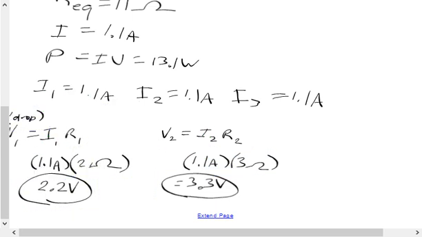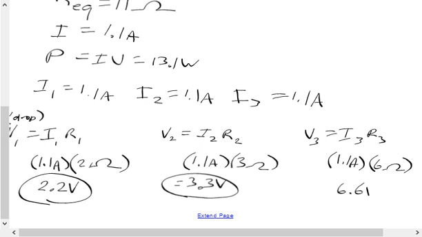Okay, so that way I can do the voltage drop for resistor number 3, which is equal to the current through number 3 times the resistance of number 3, and for that one it was a resistance of 6, so 1.1 amps times 6 ohms of resistance is going to give us 6.6, and that is volts. 6.6 volts of a voltage drop.